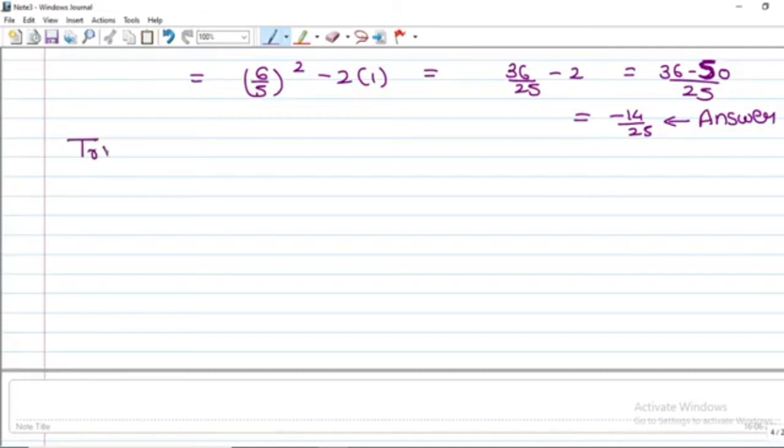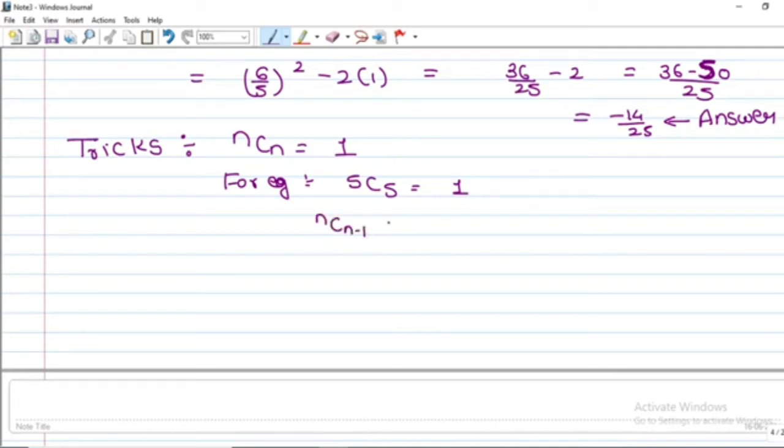Okay, just remember these tricks which I am going to mention, that whenever nCn is given, its value is always 1. For example, if I give you 5c5, never calculate it, just write it 1. Whenever you get nCn minus 1, write it n.